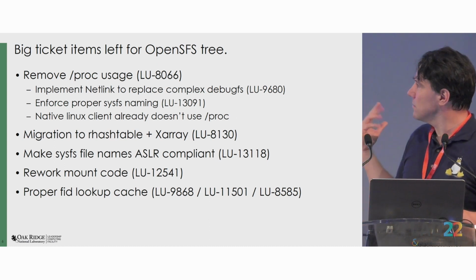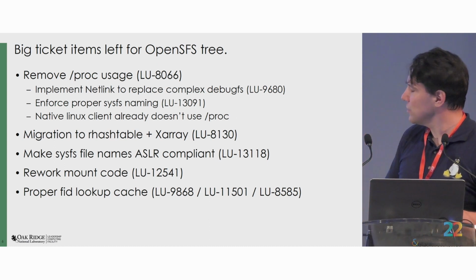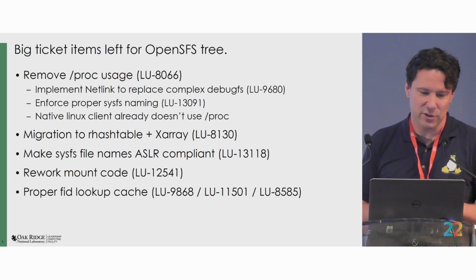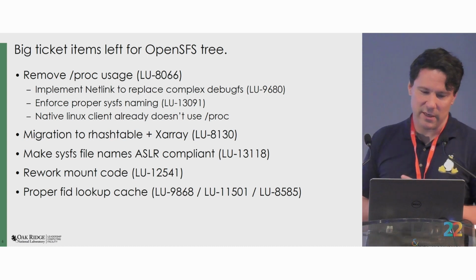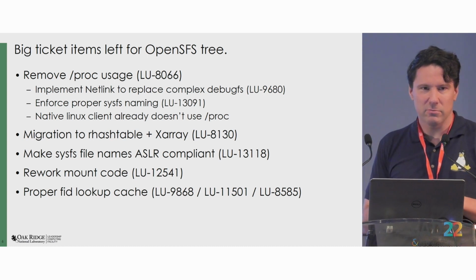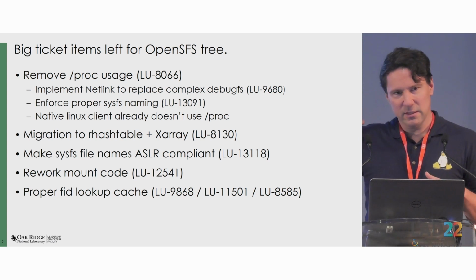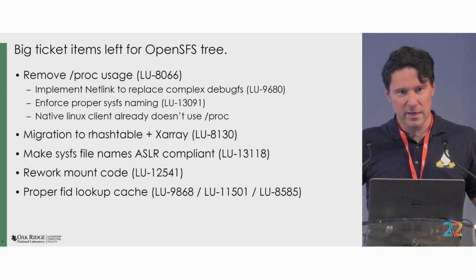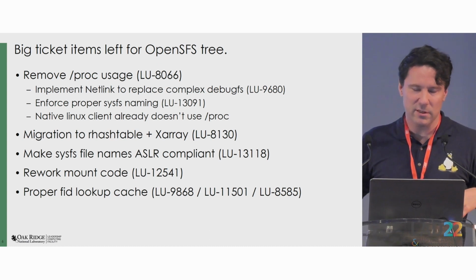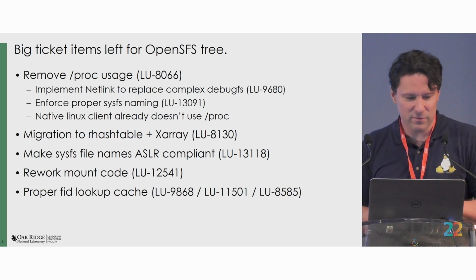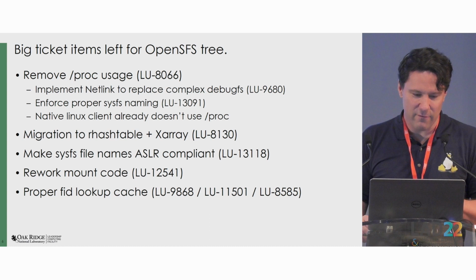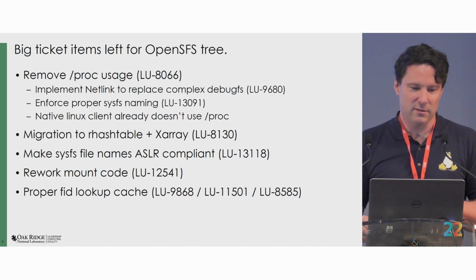The other one is moving to rhashtables and xarrays to replace the libcfs hash table implementation. And of course, as I just pointed out, the ASLR compliance. We've reworked the mount code. So one of the changes you're going to see is that mounting servers and mounting clients is slightly different. Currently, you can mount them as type lustre, but there's a new type of mounting configuration for servers. And there's a reason for that. And of course, the FID lookup and fhandle fixes that need to be done.